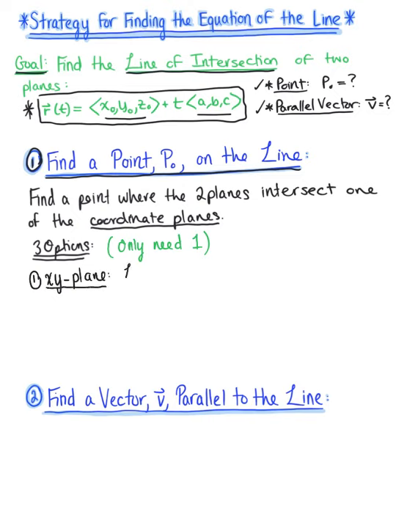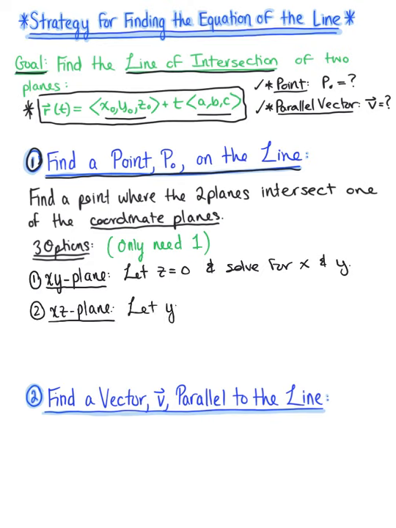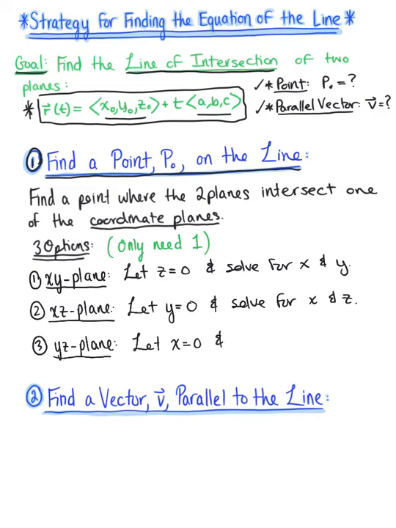Here, we would let z be equal to 0, and solve the resulting system for x and y. Another option is to find the ordered triplet where the two planes intersect the xz plane. In this case, we'll let y be equal to 0, and solve the resulting system for x and z. And last but not least, our third option is to find the ordered triplet where the two planes intersect the yz plane. In this case, we would let x be equal to 0, and solve the resulting system for y and z.